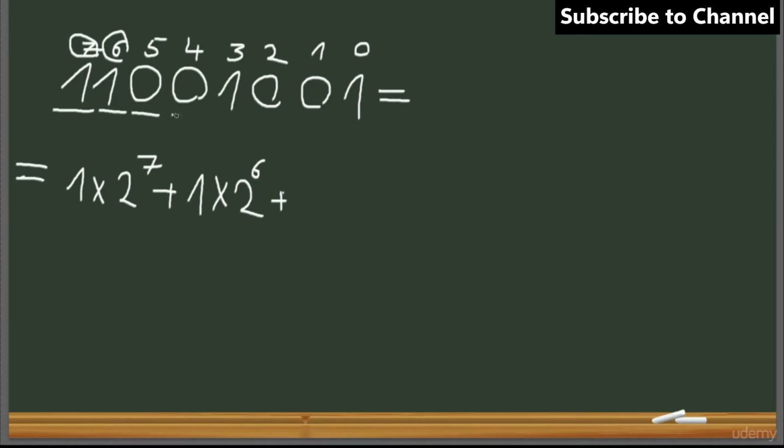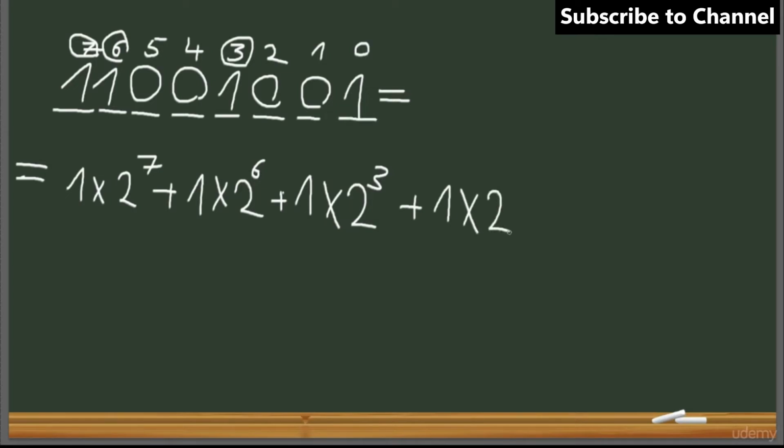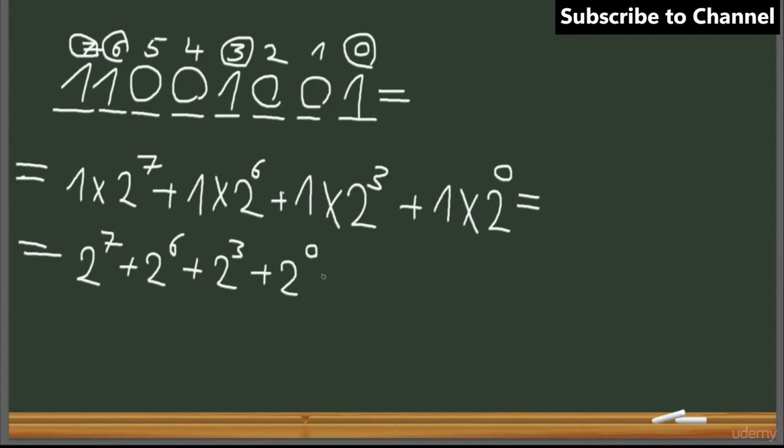Plus, if we see a 0, we don't write anything. Again a 0, and then again a 1, so we write 1 times 2 to the power of 3. Plus, a 0 again, we don't write anything, 0 again, and another 1, so we write 1 times 2 to the power of 0. If we multiply this by 1, it's going to return the same value, so we can just write 2 to the power of 7, plus 2 to the power of 6, plus 2 to the power of 3, plus 2 to the power of 0.